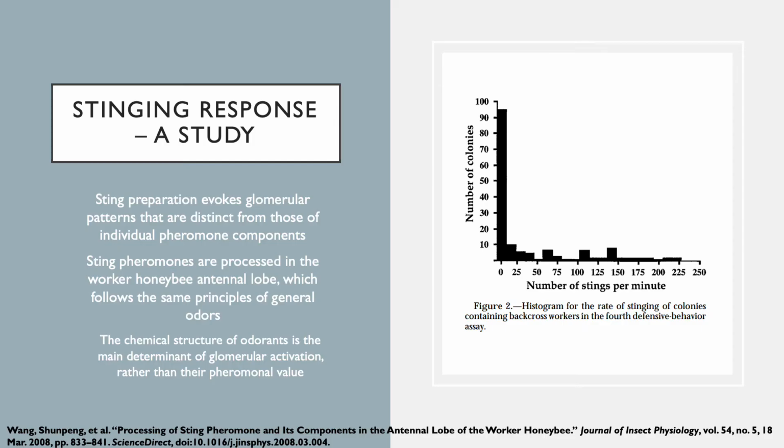In a study done by Wang, Sato, Guerrieri, and Zhang, they found that sting preparation evokes glomerular patterns that are distinct from those of individual pheromone components. The sting pheromones processed in the worker honeybee's antennal lobe follow the same principles of general odors. The chemical structure of odorants is the main determinant of glomerular activation rather than the pheromonal value.